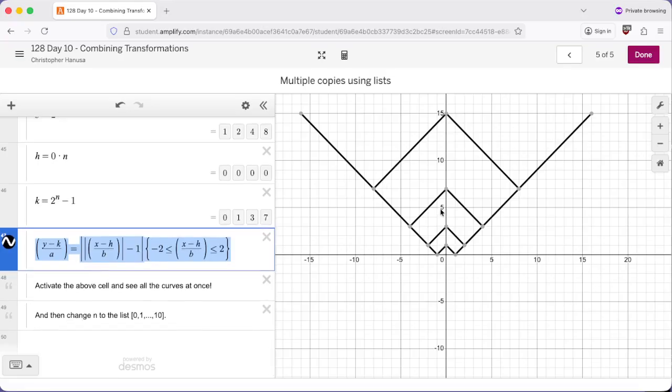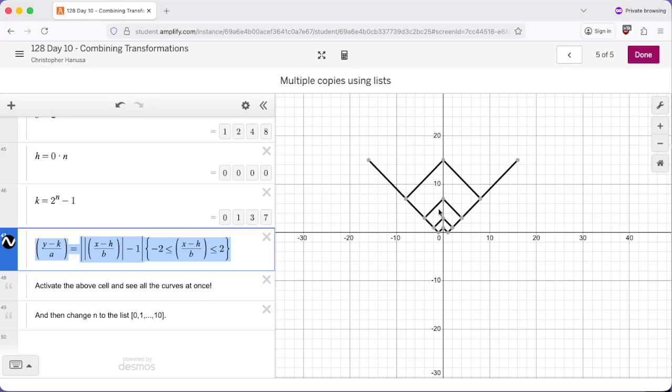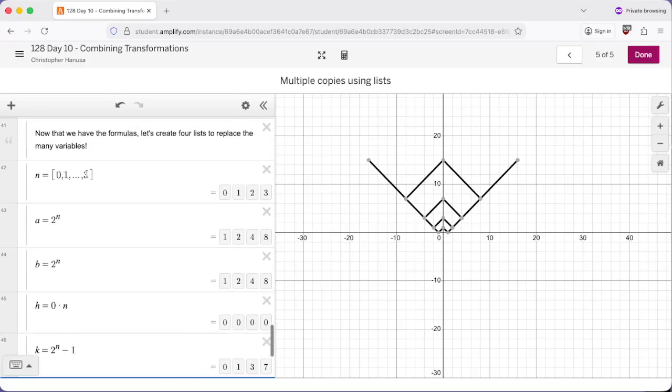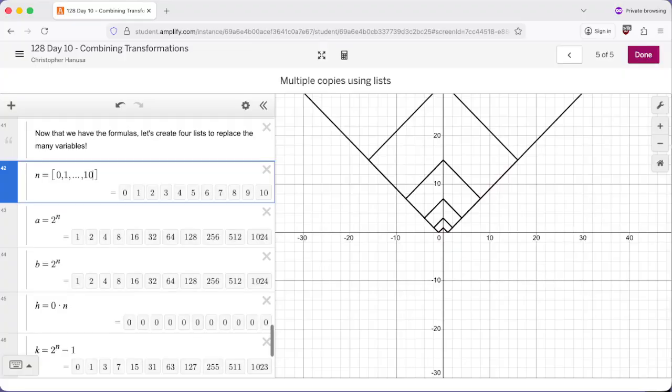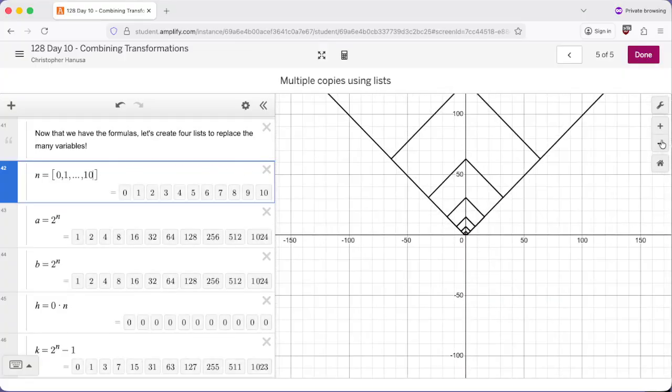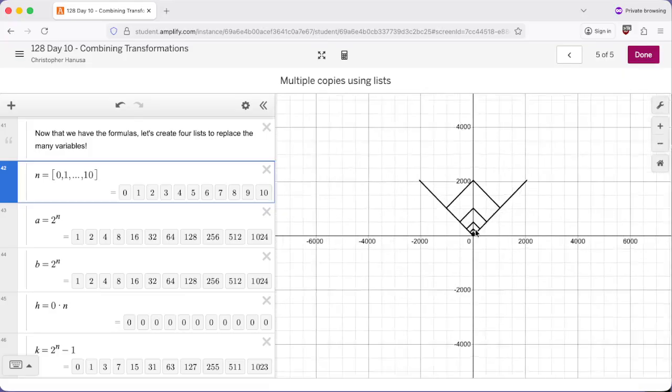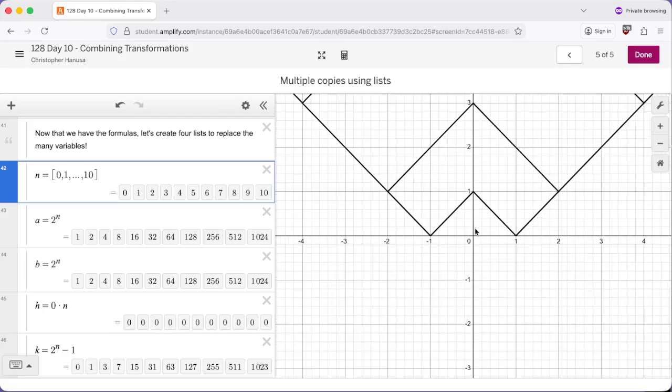But that's not all. We could do this because we saw this pattern for these 4 items. We could change what n is. Instead of going from 0 to 3, we could go from 0 to 10. And if we zoom out, this pattern has continued for 10 steps and not just 4 steps, which is pretty cool.